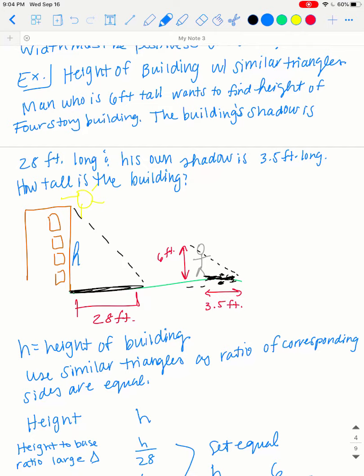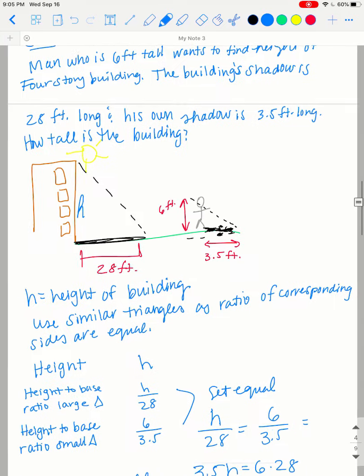So I just drew a picture here. It's really helpful to draw pictures or tables in modeling. So this guy, he measured the shadow of the building, and that was 28 feet. And then we have the height on the other side. And then he knows that his height is 6 feet, and his shadow is 3.5 feet.